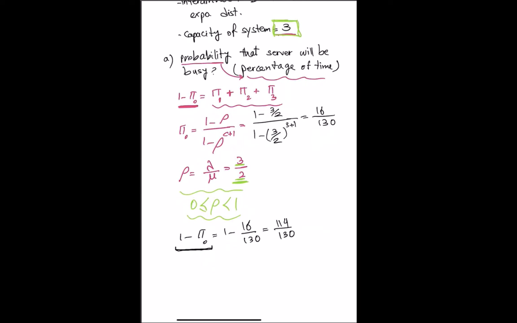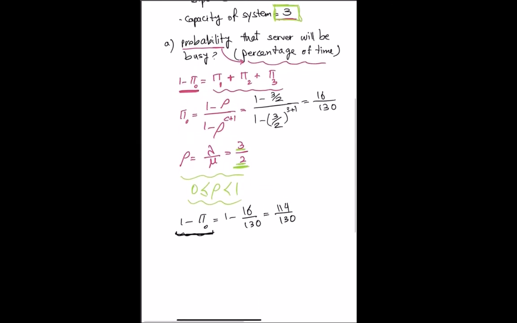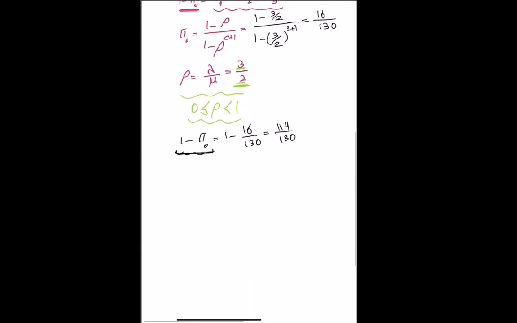Okay. Which means a high percentage of the time, something around 90% of the time, the server will be busy with this rate of arrival, which makes sense. The rate of arrival is greater than the rate of departure, so a large percentage of the time the server will be busy. So that's part A. Any question? No. Go ahead. You said no, John? Correct. Okay.